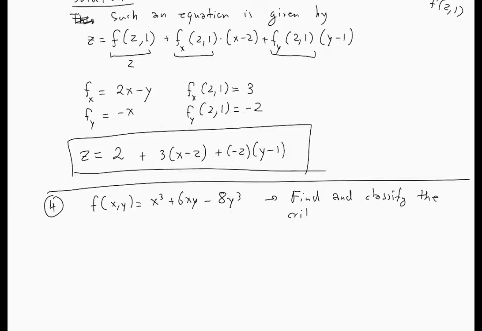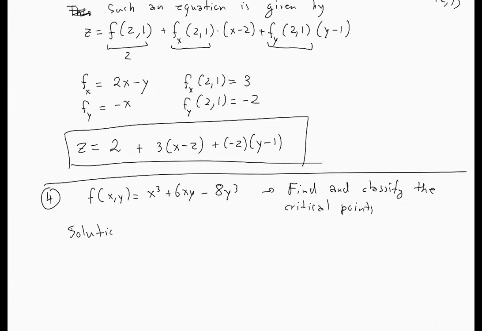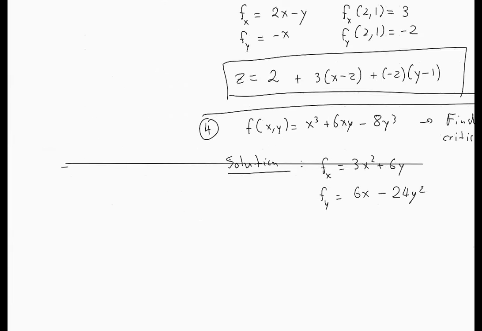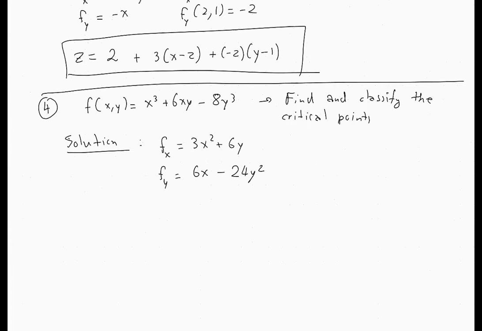So let's take a look at the solution. What we need to do first is find the critical point. So let's find f sub x, which is going to be 3x squared plus 6y, and f sub y, which is going to be 6x minus 24y squared. We need to set them equal to 0. That's what it means to have a critical point in this simple setup, meaning it means to have both partial derivatives equal to 0, or equivalently the gradient being equal to 0.